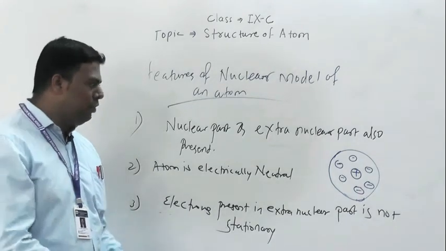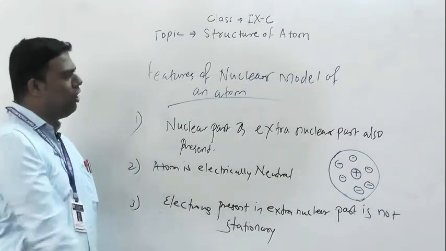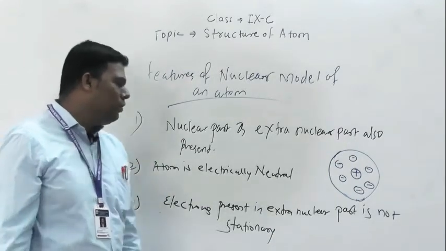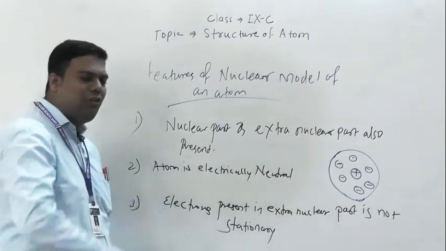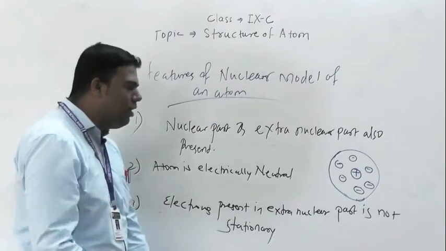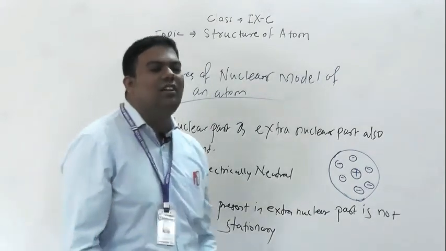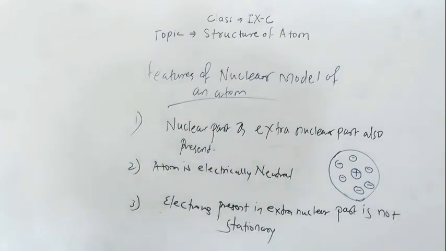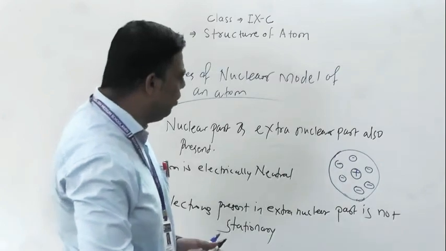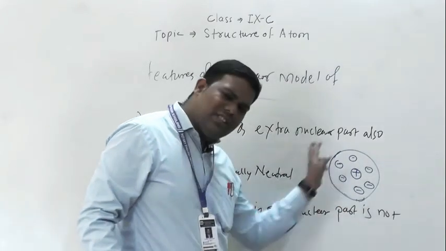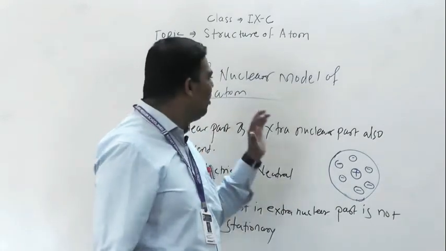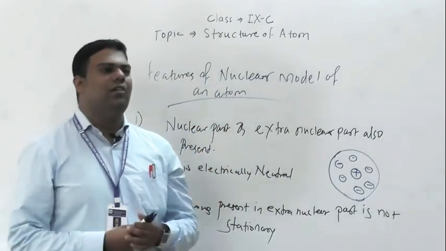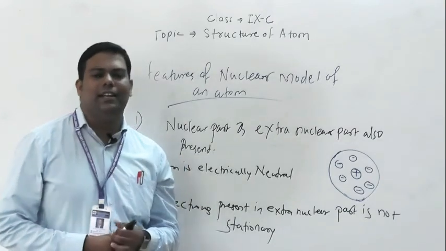Up to this point, these are the features of the nuclear model of an atom. Keep in mind all these points: the nuclear part and the extranuclear part. The atom is electrically neutral. The electrons present in the extranuclear part are not stationary, meaning they are continuously losing energy. And one more point: these electrons move in circular orbits. These are all the features of the nuclear model that Rutherford gave in 1911.